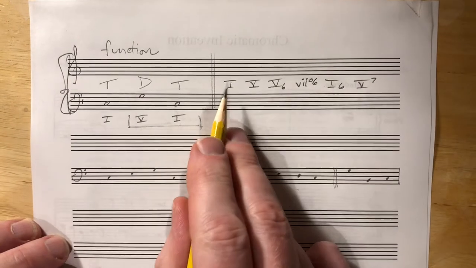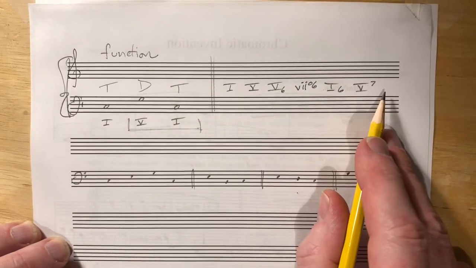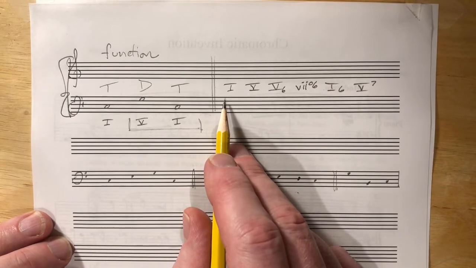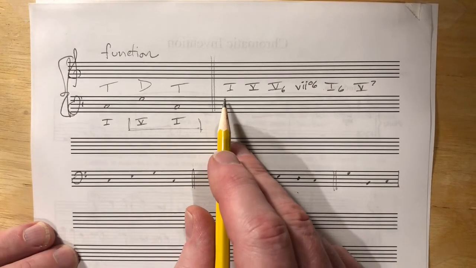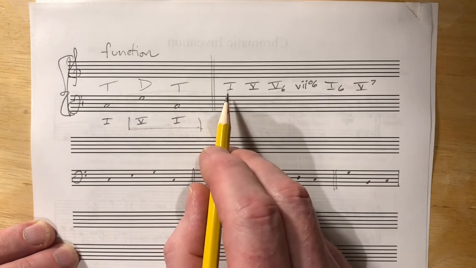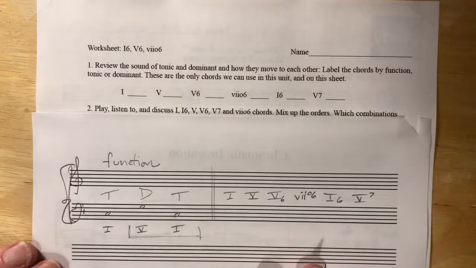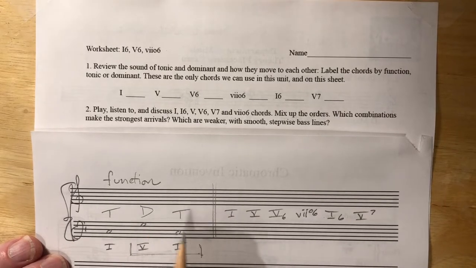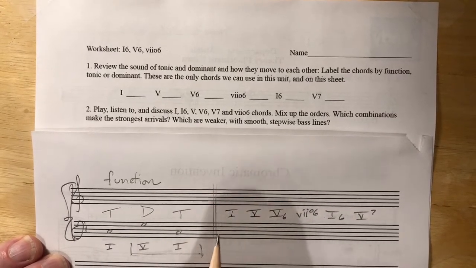Now, these are the chords that we're going to be using in our next unit, and all of them are either dominant or tonic chords. It's easy to know which is which just by looking at the numerals. The first thing you're going to do on your worksheet is label them as either one or the other. So let's just get this started.